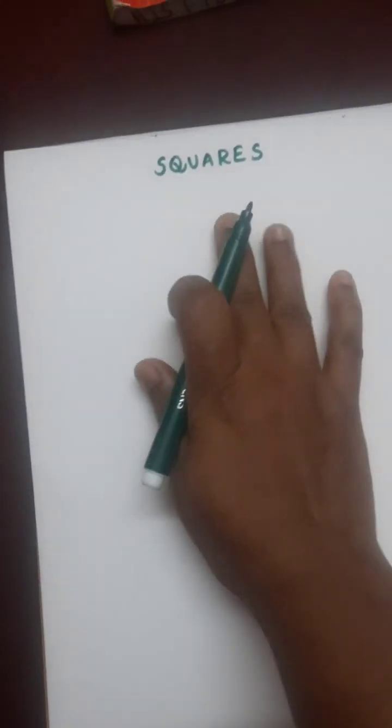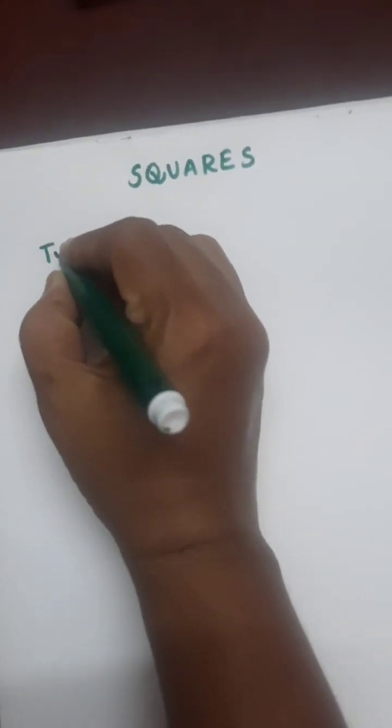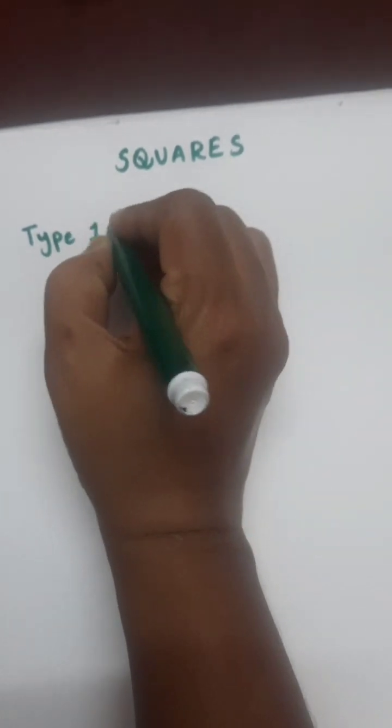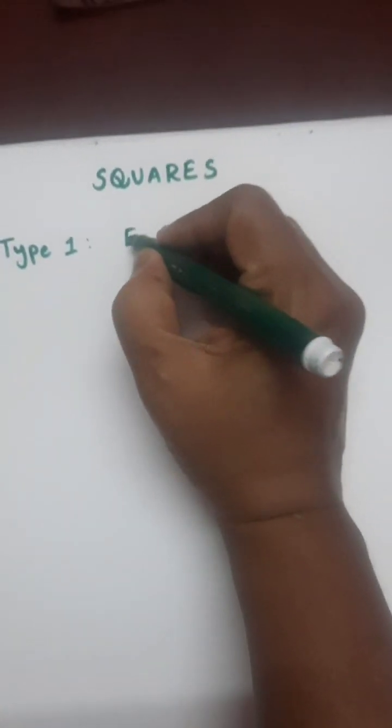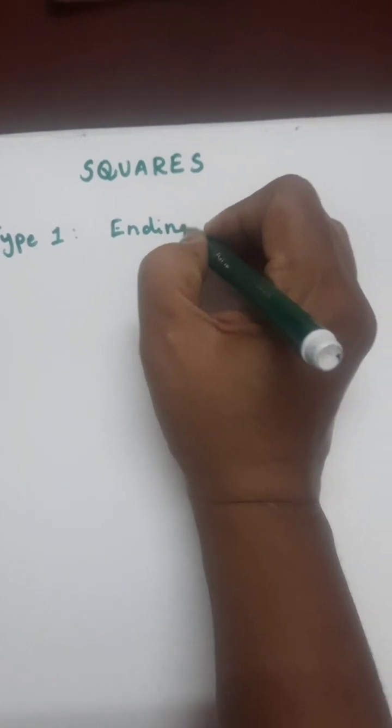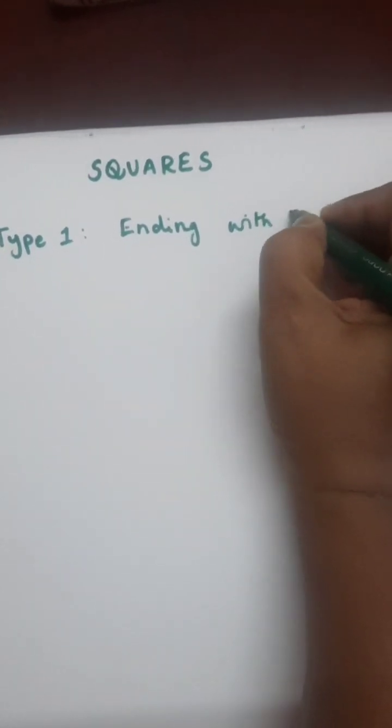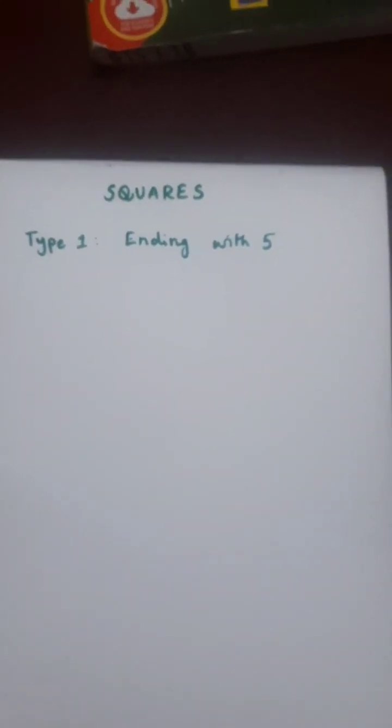For that, there are only two types of numbers to find squares of. The first type is numbers ending with 5.